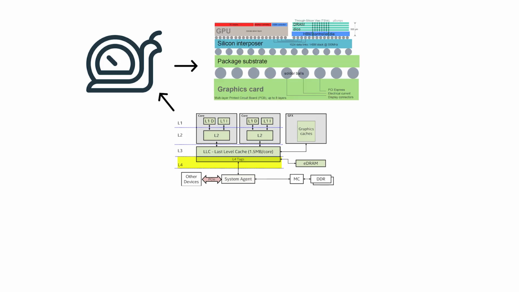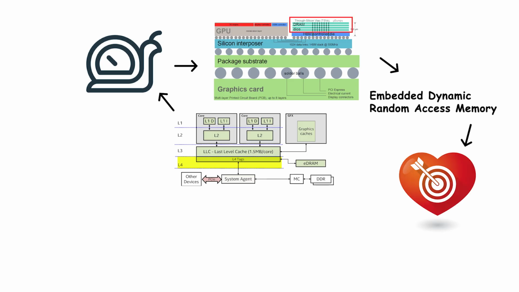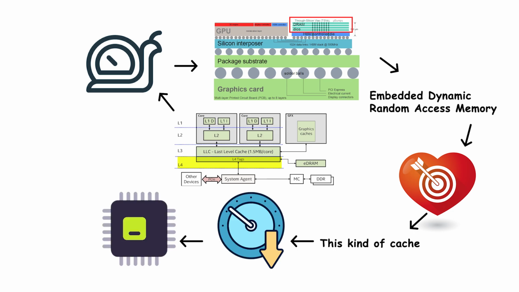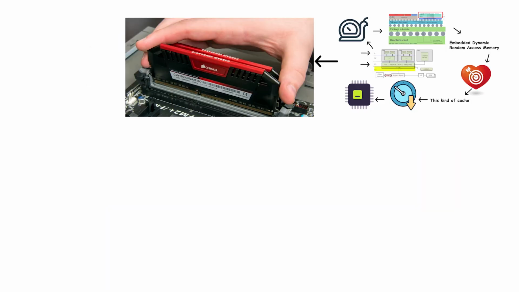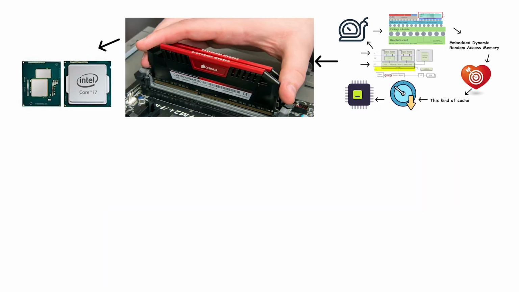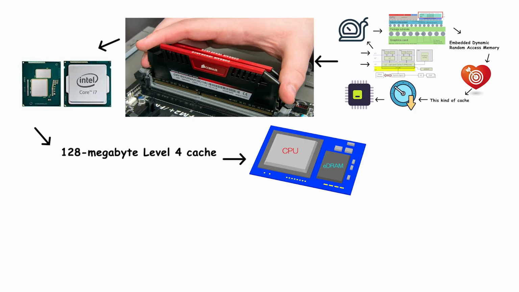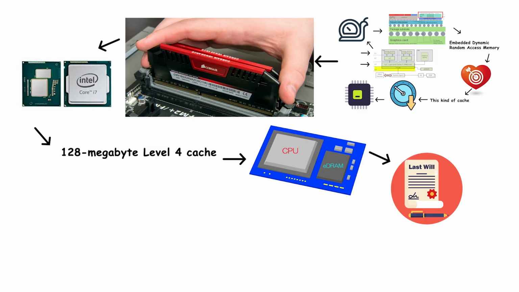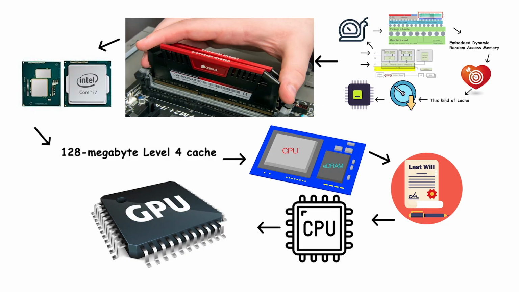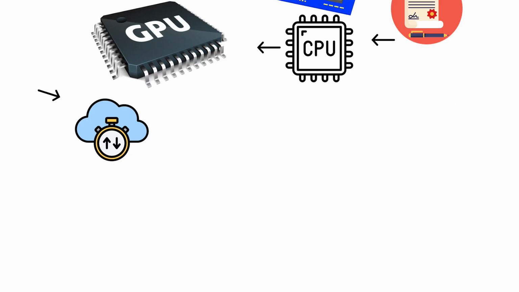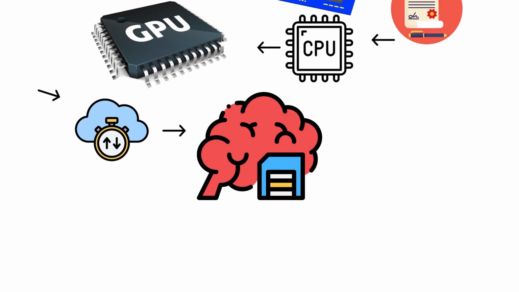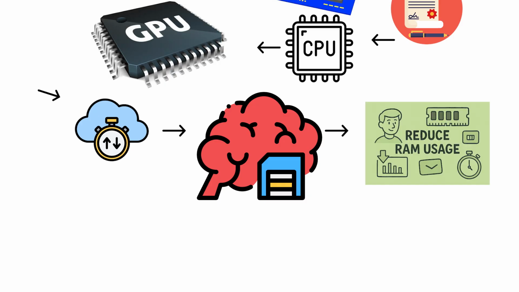Some processors implement level 4 cache using embedded DRAM, embedded dynamic random access memory, which offers a sweet spot between size and speed. This kind of cache is slower than the on-chip static memory used for levels 1 through 3, but it's still dramatically faster than system RAM. Intel's older Broadwell desktop CPUs are a well-known example. They used a 128 megabyte level 4 cache, called eDRAM, which acted as a last level cache for both the CPU and the integrated GPU. This setup reduced latency for graphics workloads and improved performance in memory-intensive applications without requiring more physical RAM bandwidth.